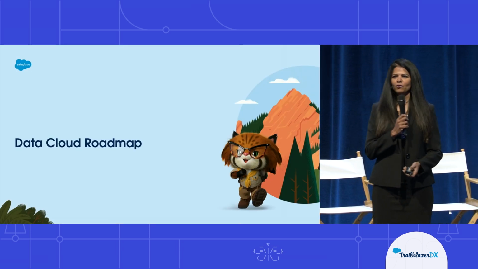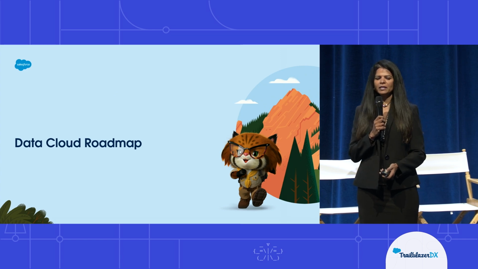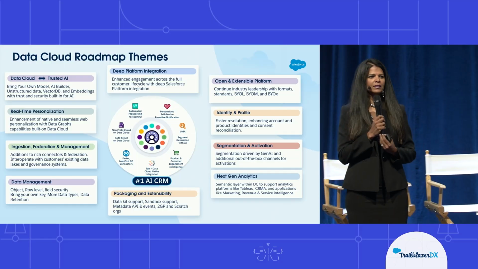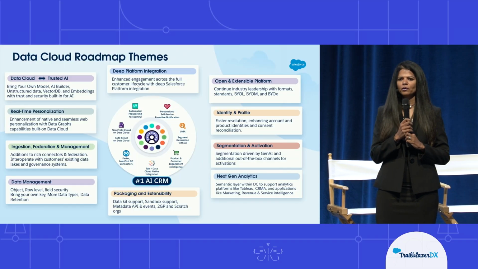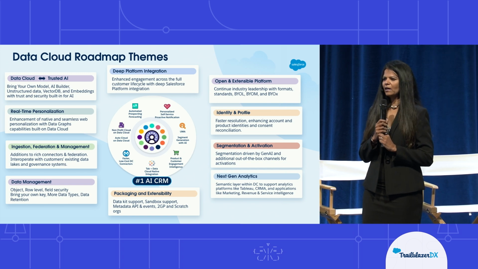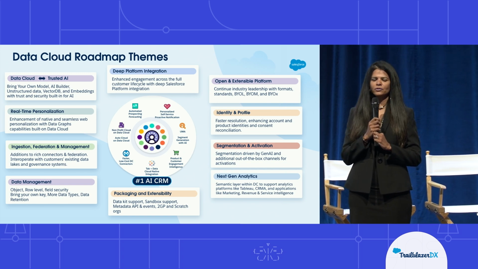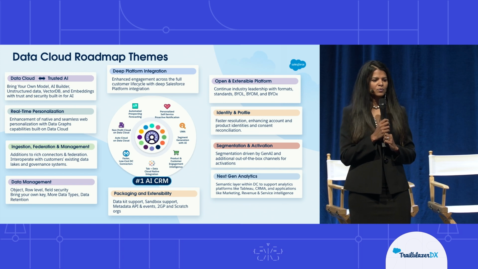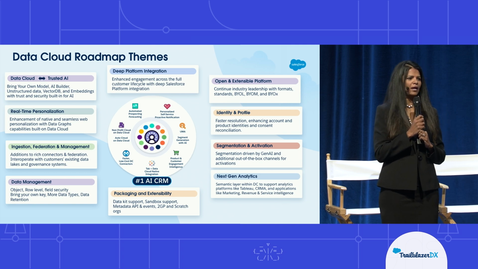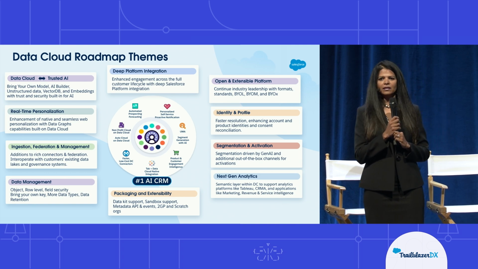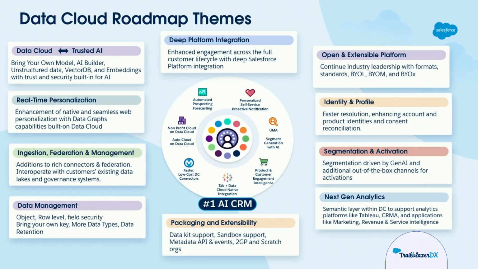Everybody's excited about the roadmap, so I just wanted to cover a few themes that are in our Data Cloud roadmap. So obviously, you've heard the theme everywhere, trusted AI. So we're going to be doing more. So bring your own model. We have Einstein Studio right now. I think we just announced it a couple of weeks ago, which allows you to build your models within Data Cloud. We have Vector DB. We're going to have more integrations with that. So you should be able to have semantic search and unstructured data search within Data Cloud.